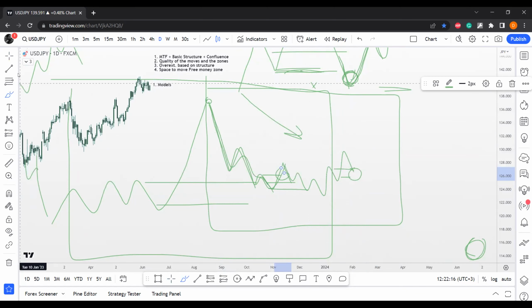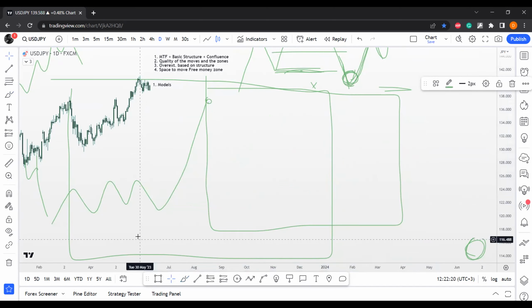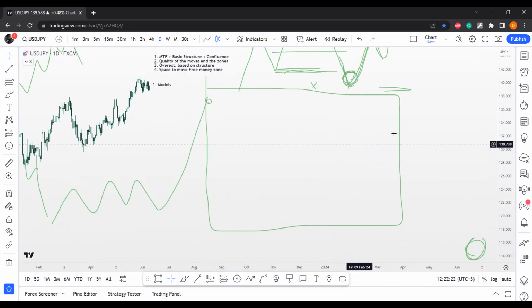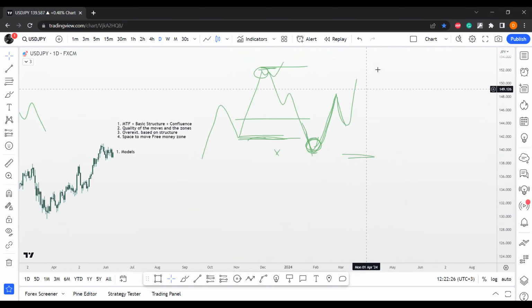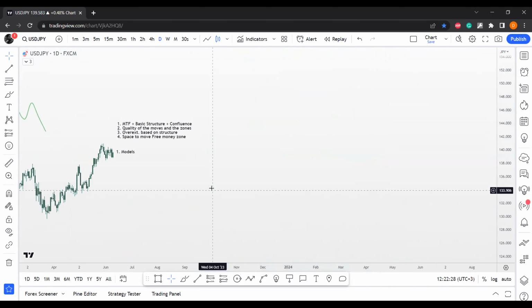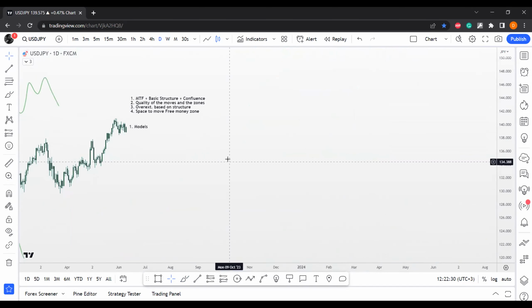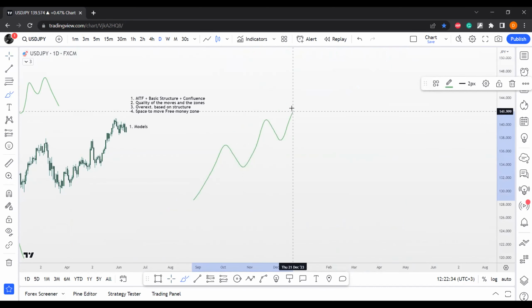Okay, and now, based on these models, this is my answer for you: what is really a bearish market and what is really a bullish market. So first of all, for a really bullish or bearish market, you need a confluence of models. Okay? So what do I mean by that?